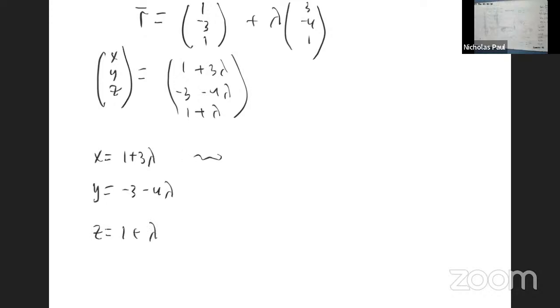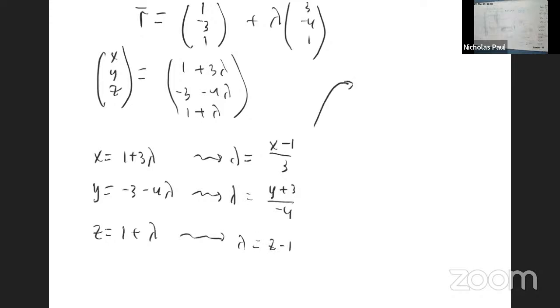And then from right here, we can make lambda the subject. Lambda is equal to (x minus 1) over 3. Here, lambda is equal to (y plus 3) over minus 4. Here, lambda is equal to z minus 1. You can't leave it like that. What we have to do now is just equate all the lambdas. So you'll get (x minus 1) over 3 is (y plus 3) over minus 4, which is equal to z minus 1. That's all you're doing.